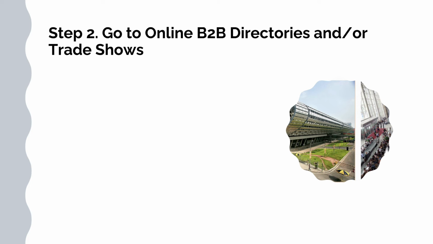Now let's talk about sub-step 2. Go to online B2B directories and trade shows. If you can get the opportunity to go to a trade show, such as Canton Fair, China Sourcing Fairs, and so on, that deals with your product category, go there. Ask a few open questions. The objective here is to eliminate any supplier that doesn't fit with your ideal profile.